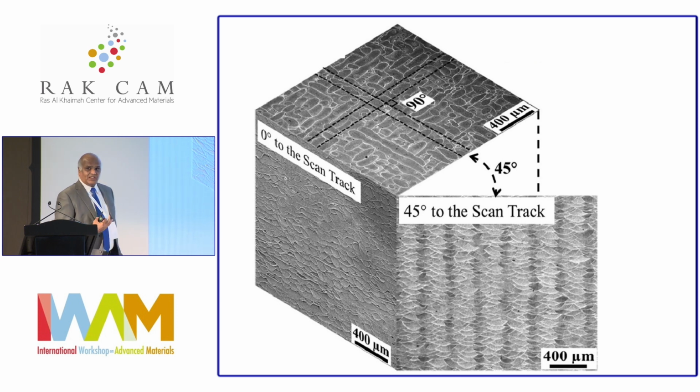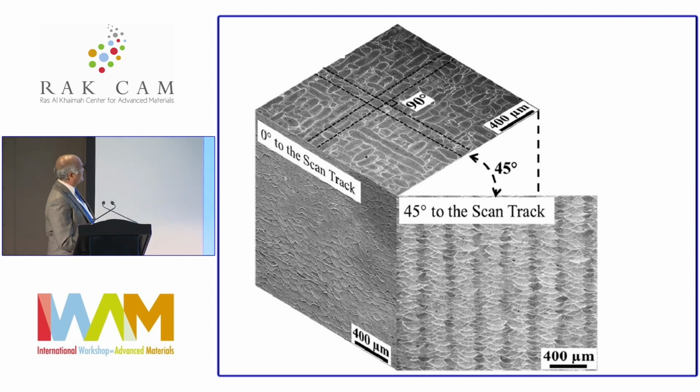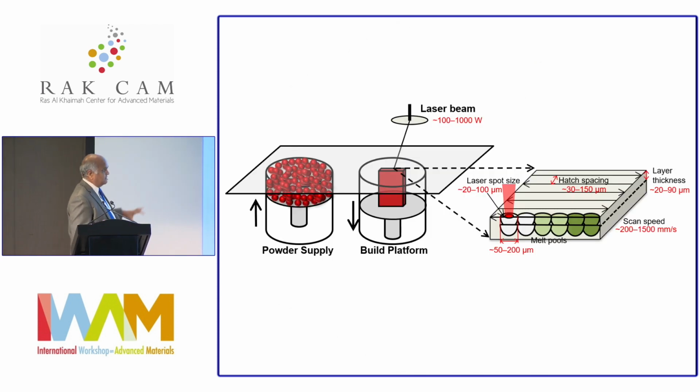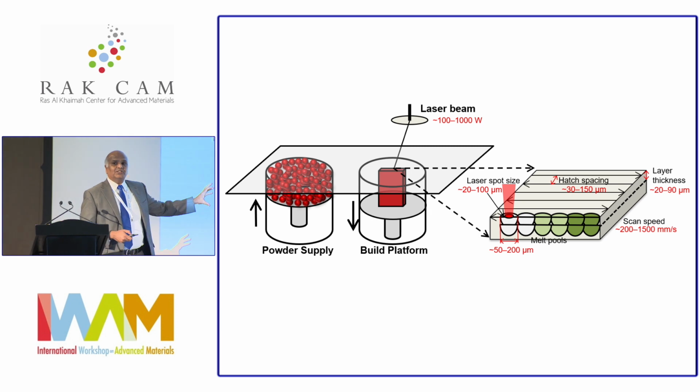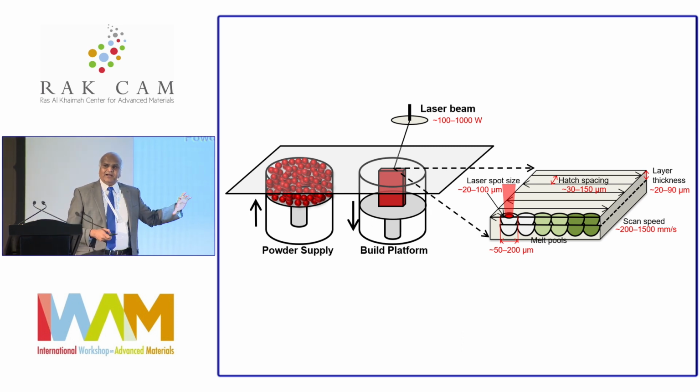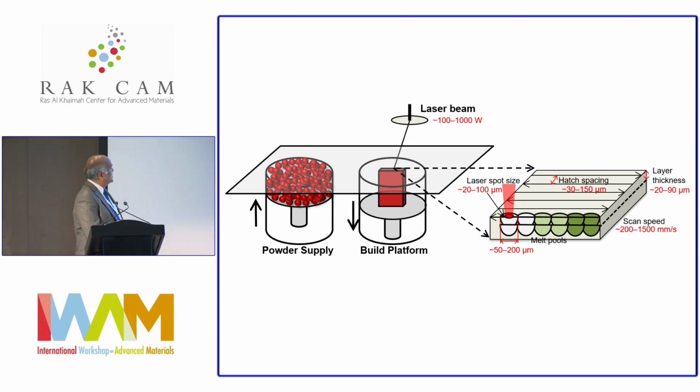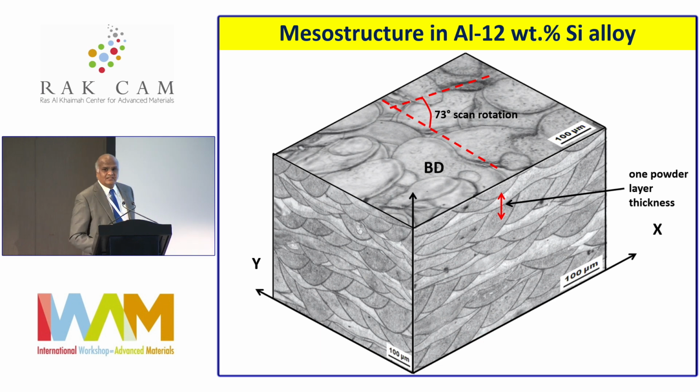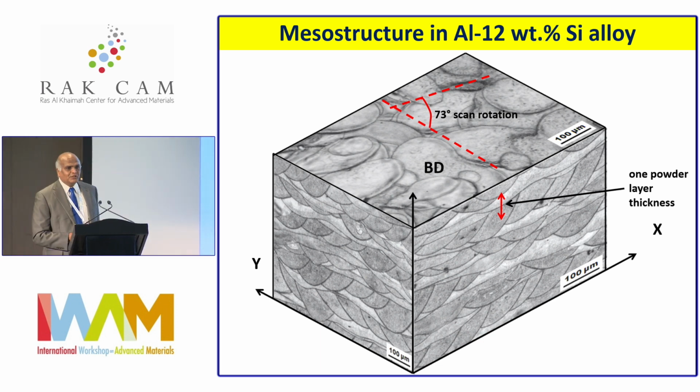Now, this is what I call a mesostructure, just to contrast it with the microstructure. And this mesostructure imparts interesting properties. So the mesostructure you can play around with by changing all these parameters. For example, you can change the spot size, the spacing between the hatches, the layer thickness, and the scan speed, etc. Okay? So this is another mesostructure in an aluminum silicon alloy.